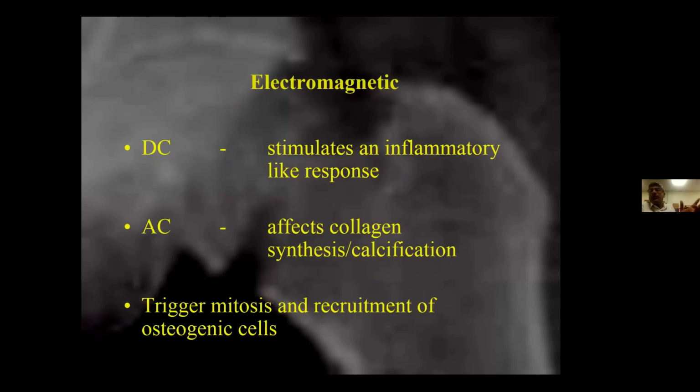Now let's come to what will or will not contribute to our healing. Direct current will stimulate an inflammatory-like response, which, let's accept, any inflammatory response is going to be good for healing. The alternating current is more in favor of collagen synthesis and calcification. Remember, direct current is for the inflammatory-like response, and alternating current will affect collagen synthesis and calcification.